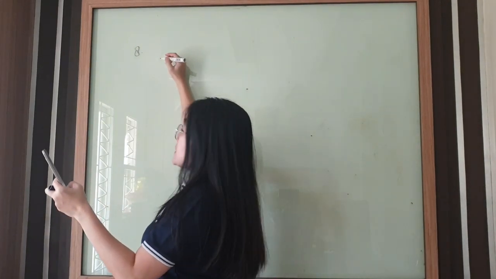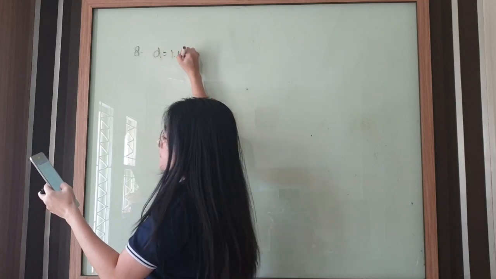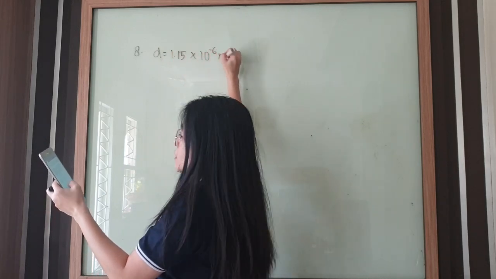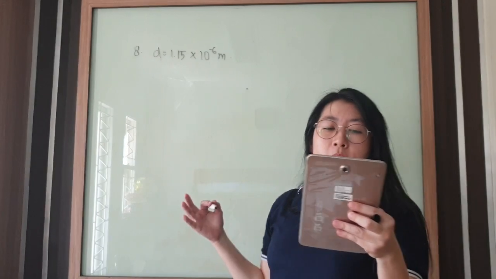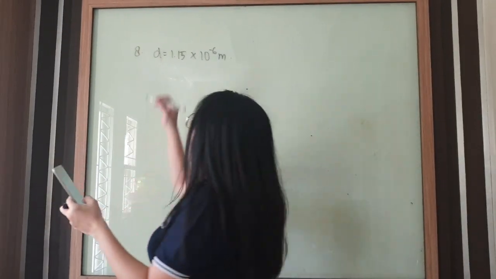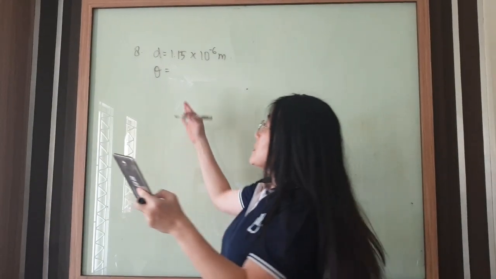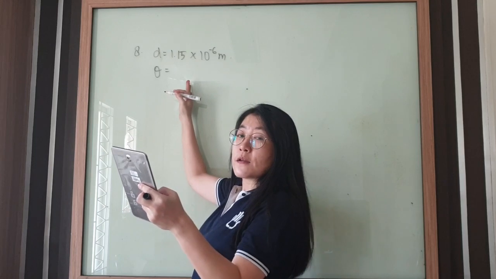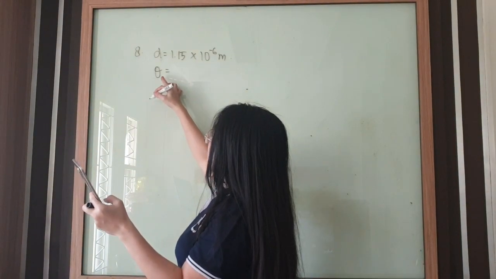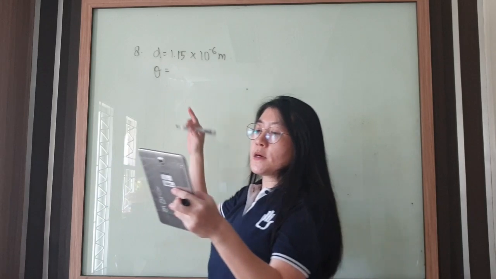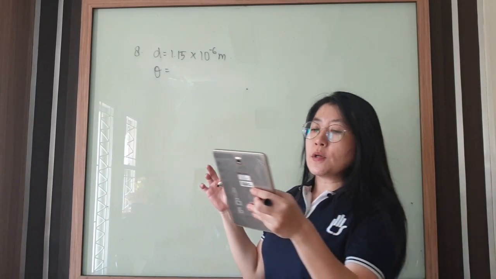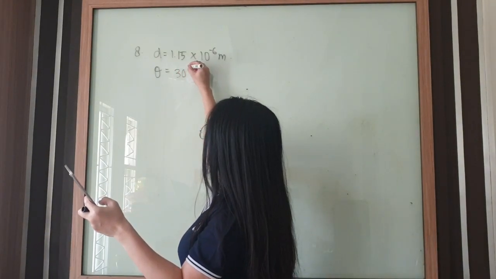Number 8, a diffraction grating is used to measure the wavelength of monochromatic light. The spacing of the slits in the grating, d, is 1.15 times 10 to the minus 6 meters. The angle between the first order diffraction maxima is 60 degrees. So theta is 60 divided by 2, because it is shown in the diagram that 60 degrees is the angle between the first order diffraction maxima. So the angle from the first maximum to the central bright fringe will be 30 degrees.